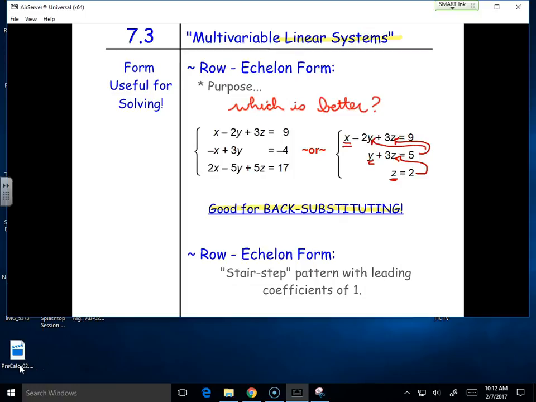That looks gorgeous. Even though it has x's and y's and z's, this is called something that you might have seen with matrices: row echelon form. A stair-step pattern with leading coefficients of 1. Do you see the stair-step? Kind of like upside down, but it still works. It's a stair-step pattern with leading coefficients of 1, and it is so much nicer to solve.